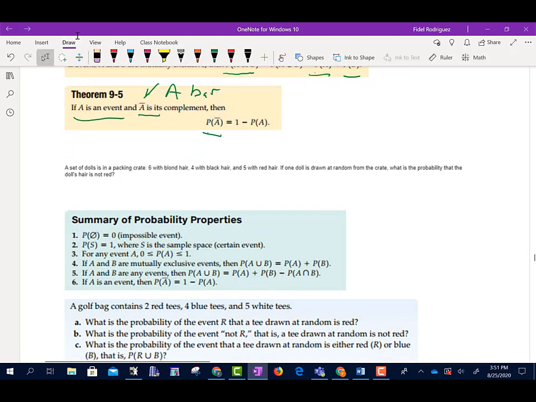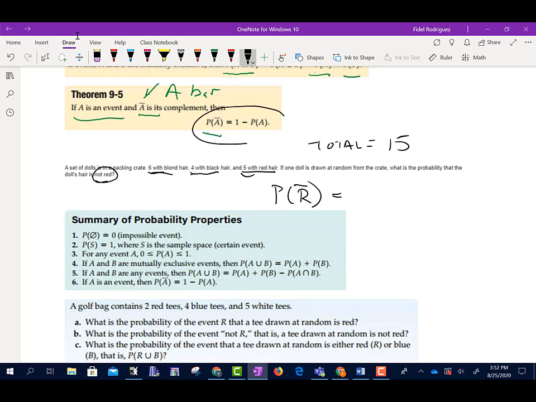All right. So now it says a set of dolls is in a packing crate: 6 with blonde hair, 4 with black, 5 with red. So let's figure out how many we have total. 6 and 4 is 10, and 5, we got 15 total. It says if one doll is drawn at random from the crate, what's the probability that the hair is not red? This would be the complement of red.